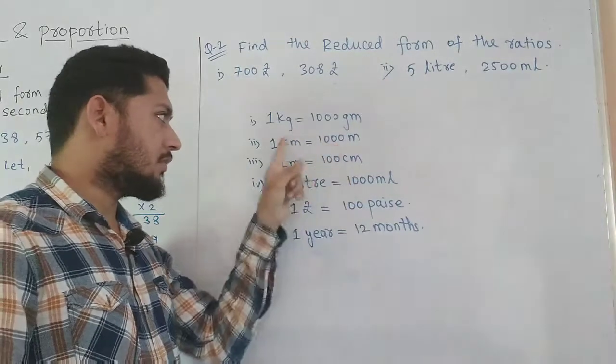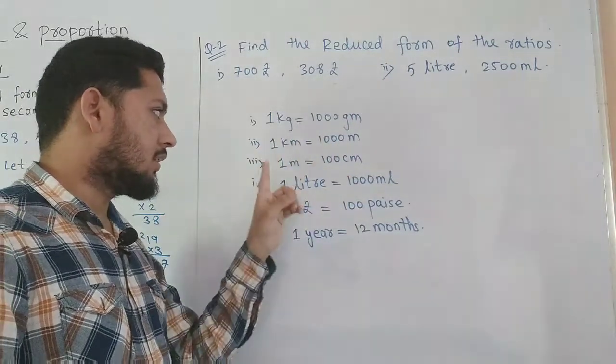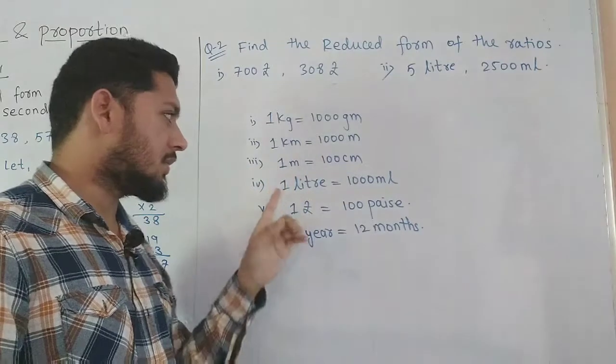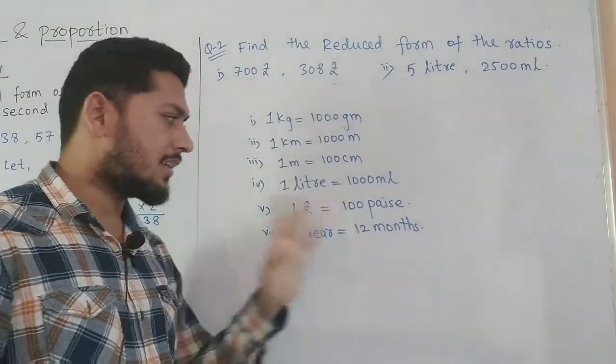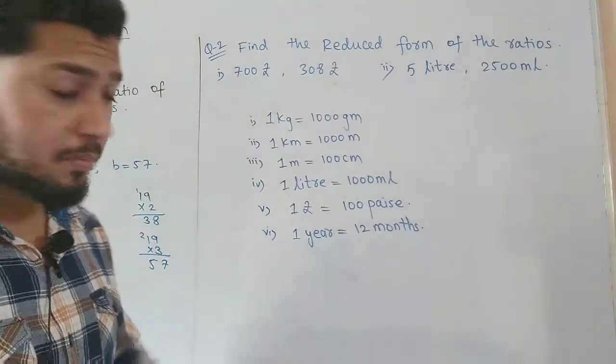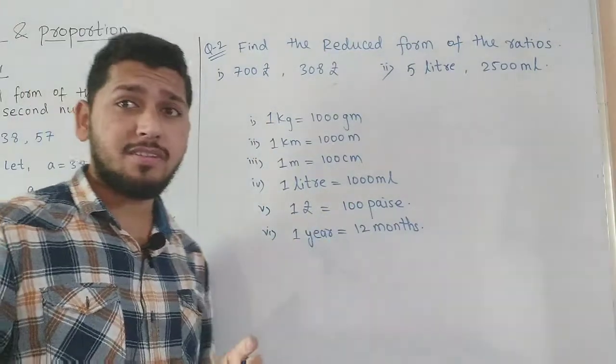1000 meters will give you 1 kilometer, and 1 meter has 100 centimeters. 1 liter has 1000 milliliters. 1 rupee has 100 paisa, and 1 year has 12 months. So you have to understand these quantities first.